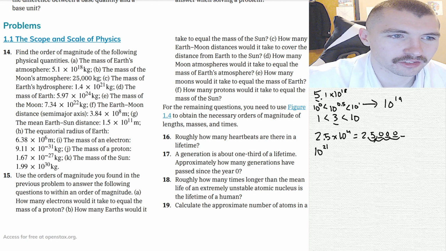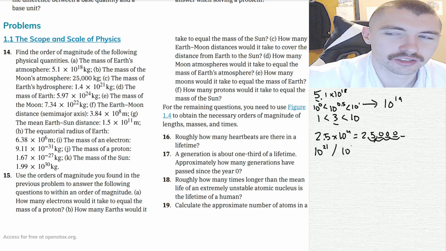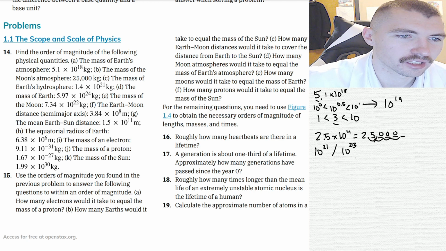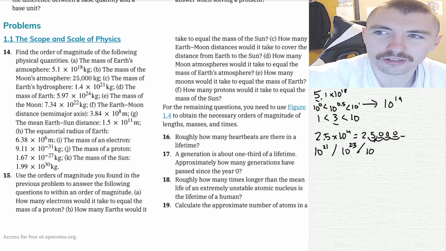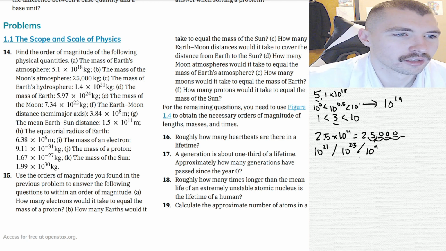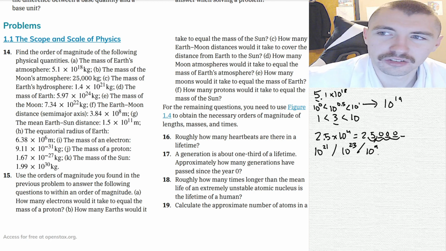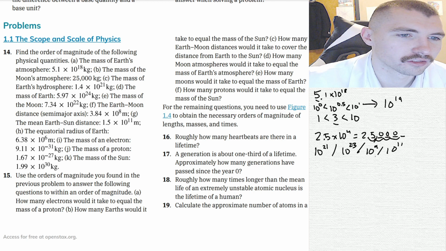Okay, the mass of the moon is going to be 10 to the 23. The Earth-Moon semi-major axis, okay, that's 10 to the 9. The mean Earth distance, again, 10 to 11.